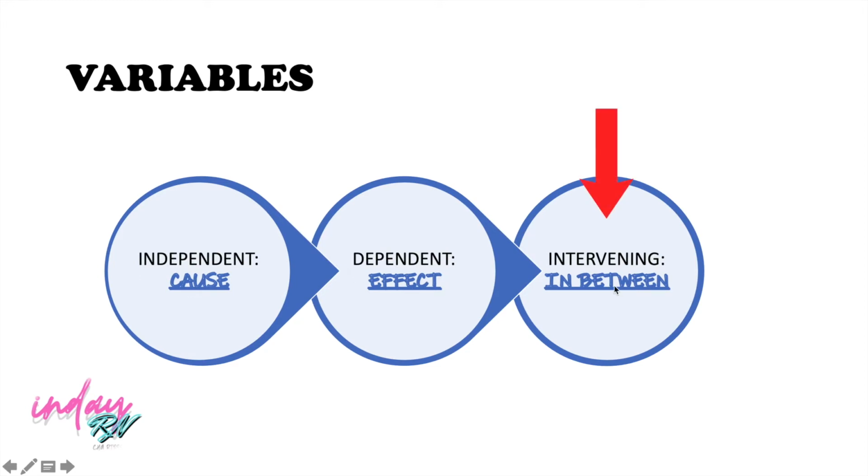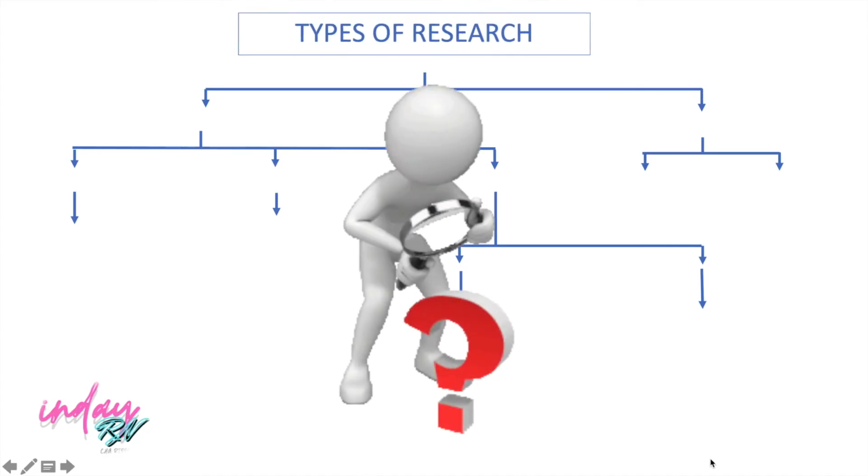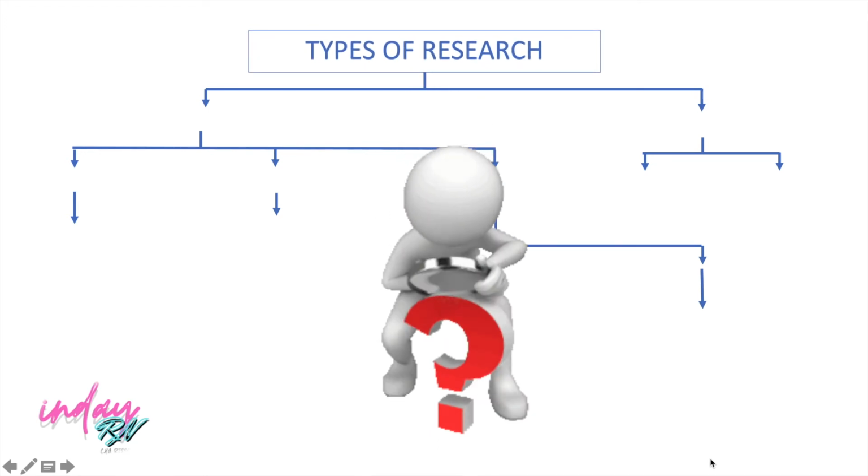And the third one is the intervening, or we say in-between factors. The intervening variable surfaces the time the independent variable starts operating to influence the dependent variable. Okay, you got it? So independent, that is the cause, dependent, that is the effect, and the intervening is the in-between variable that starts operating to influence the dependent variable. So if we are going to say research, it is not as easy as you think.